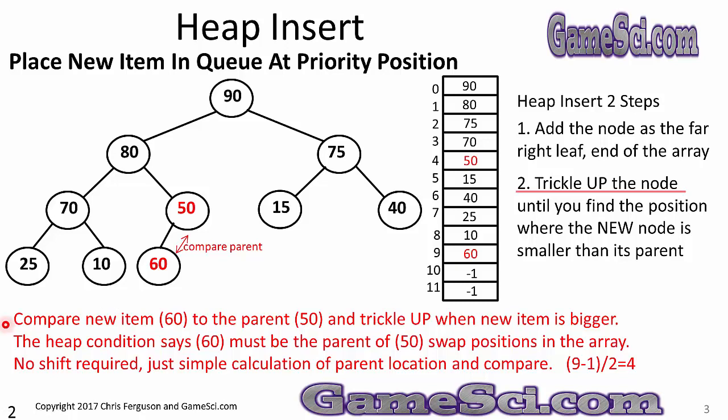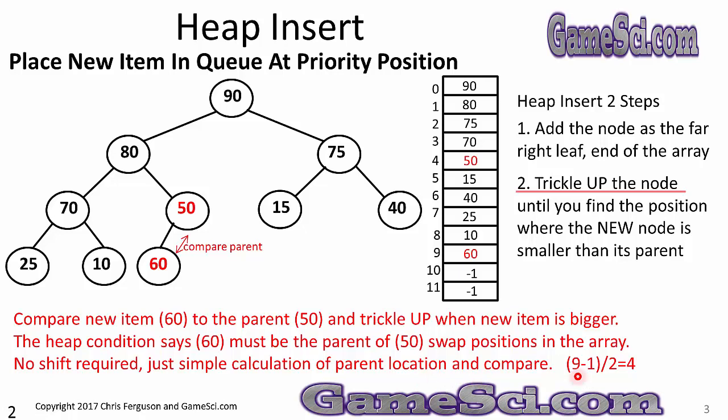Compare the new item 60 to the parent 50 and trickle up when the new item is bigger. 60 is larger than 50. We need to compare 60 to its parent 50. Since the heap condition says 60 must be the parent of 50, swap positions in the array. Once again, notice no shift is required, just a simple calculation of the parent location and a compare.